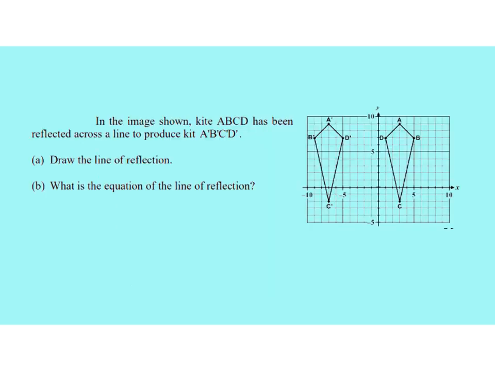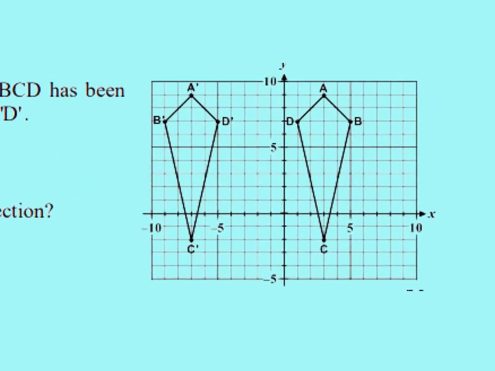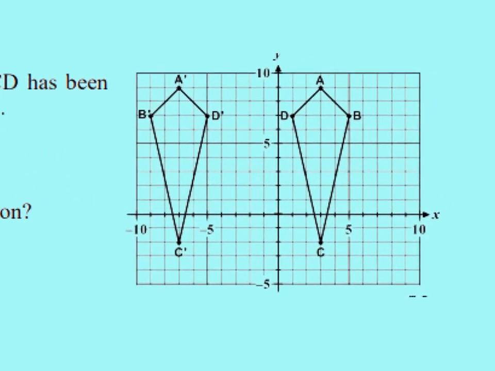So here we have an image. This is called a kite. You can see it looks like a kite you would fly in the air. And it says that ABCD has been reflected across a line to produce a new one called A primed, B primed, C primed, D prime. It asks us to draw the line of reflection, and it asks what the equation is for the line of reflection. So I'm going to zoom in, and I need to predict exactly what the line is that it's folded over to make the new one.